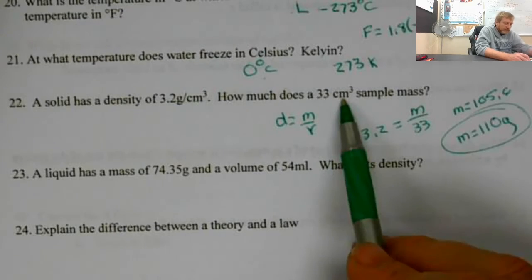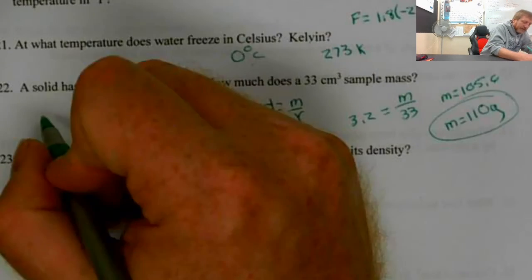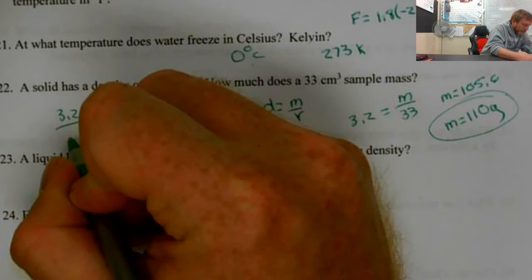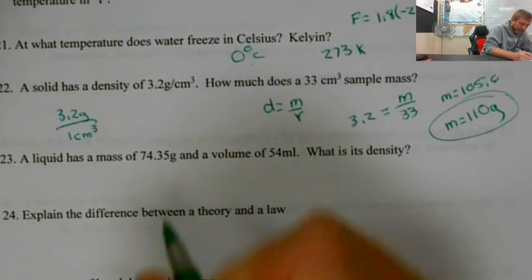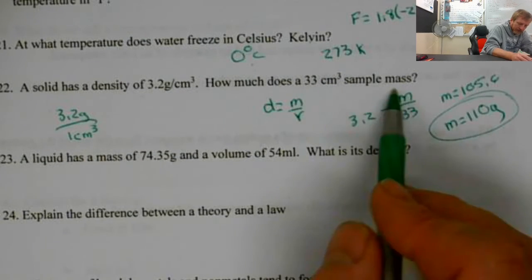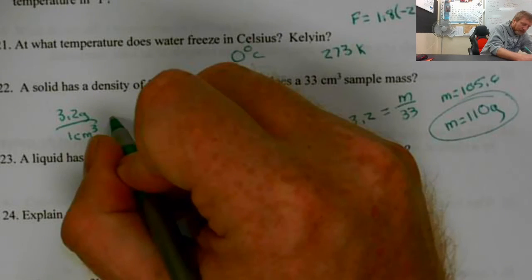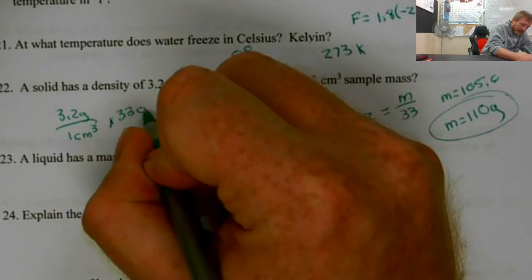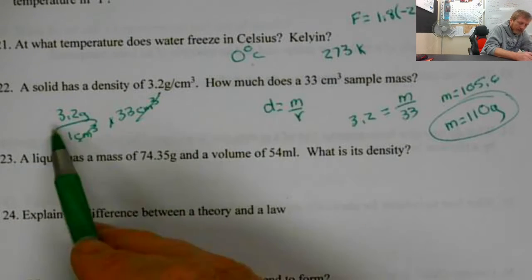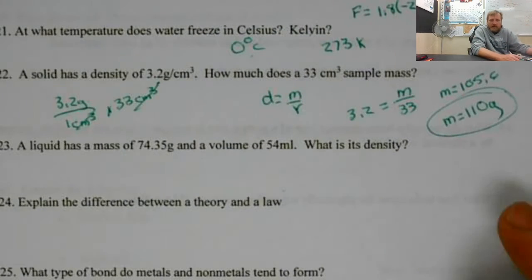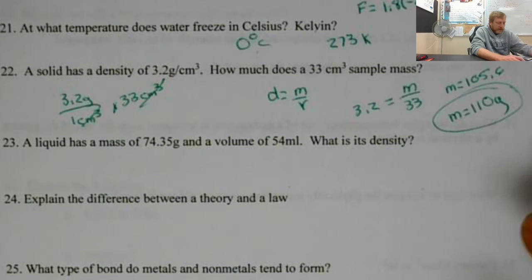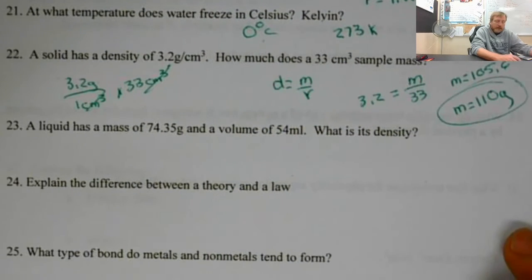The other way you could do this one is just looking at the unit analysis. If I've got 3.2 grams over 1 cubic centimeter, to get rid of that cubic centimeter and get down to just grams, which is the measure of mass, I could just multiply by the 33 cubic centimeters, and unit-wise, those would cancel, and I'd end up with the same 3.2 times 33. Whichever of those ways makes more sense to you, you are welcome to use either. They both arrive at the same solution.